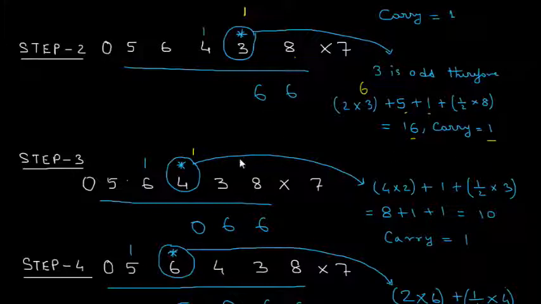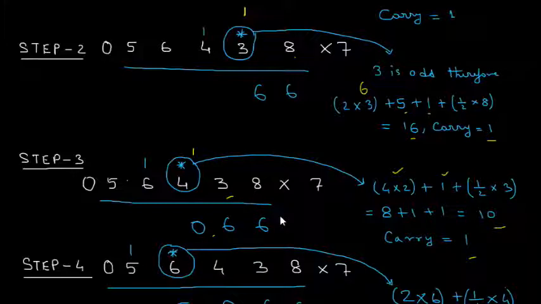Now step 3. Now the number is 4. So what we'll do, first we'll double the number, 4 doubled is 8 plus 1, that is the carry, and half of its right hand neighbor is 3, that is half of 3 is 1 and a half. If we calculate it, we will not take the fraction part, only the whole number part, that is 1. So 8 plus 1 plus 1, that is 10. Carry is 1. 0 is here.